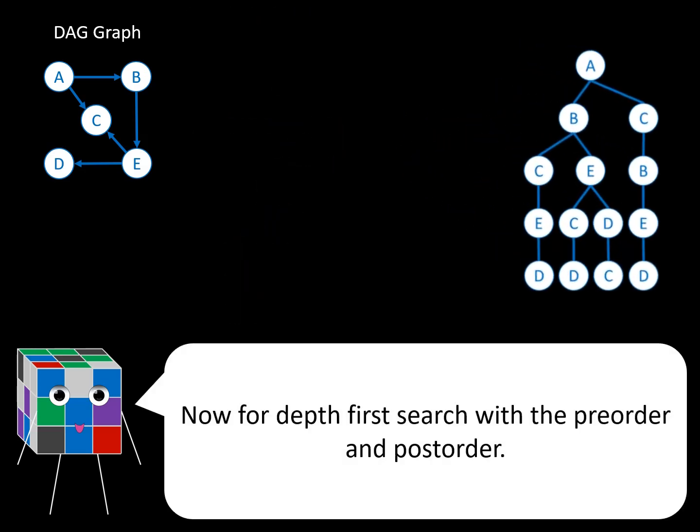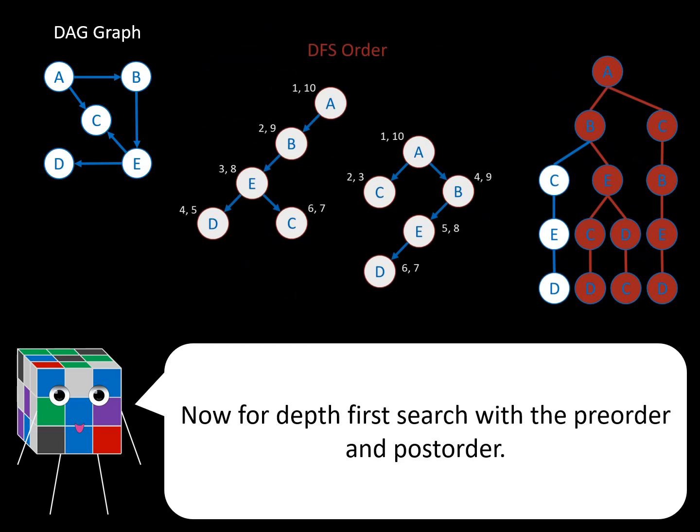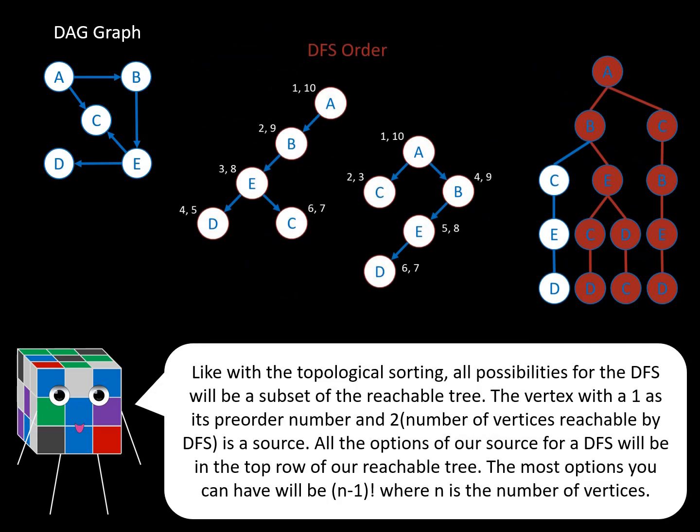Now, for depth first search with the preorder and postorder. Like with the topological sorting, all possibilities for the DFS will be a subset of a reachable tree. The vertex with a 1 as its preorder number and 2 times the number of vertices reachable by DFS is a source. All the options of our source for a DFS will be in the top row of our reachable tree. The most options you can have will be n minus 1 factorial, where n is the number of vertices.